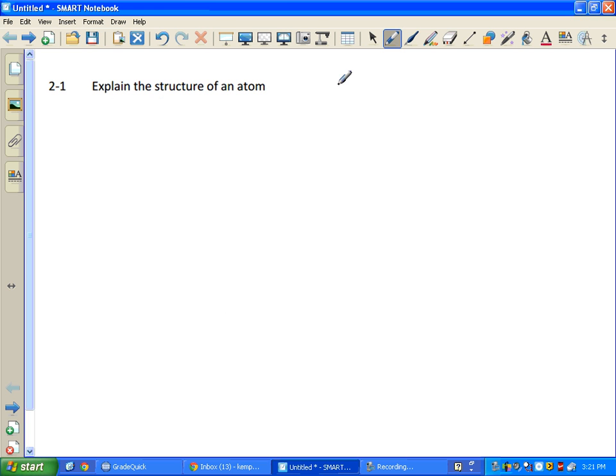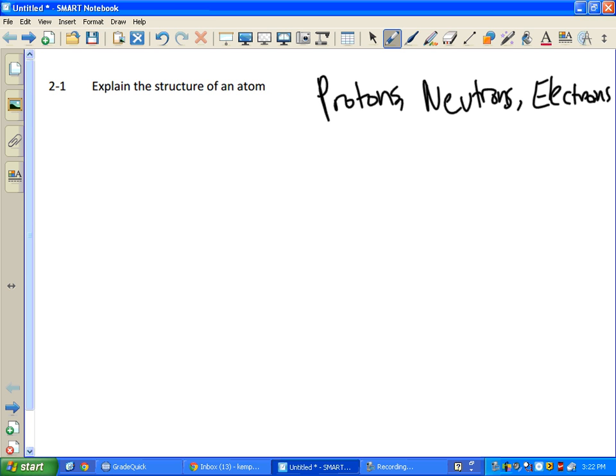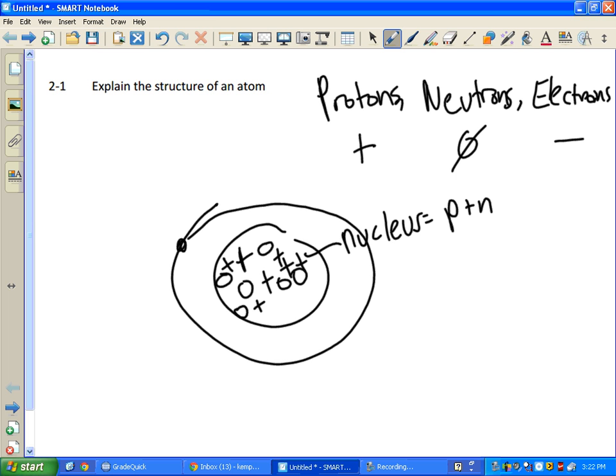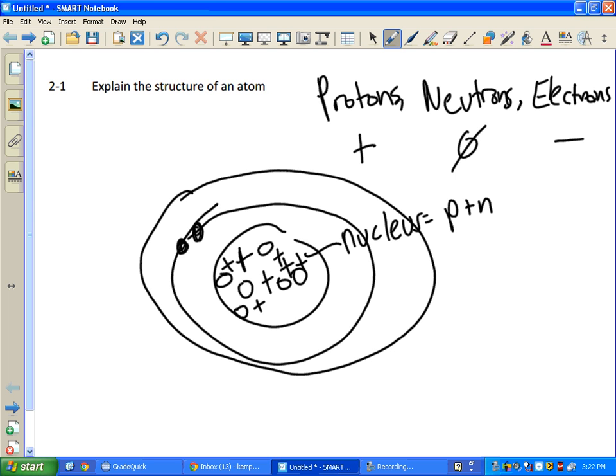Okay, so the structure of an atom, that is protons, neutrons, electrons. So you have to know placement and you have to know charge. So protons are positive, neutrons neutral, electrons negative. In the nucleus we have protons and neutrons all scattered in there, just shoved together. So nucleus equals protons and neutrons. On the outside, in orbitals, we have electrons.